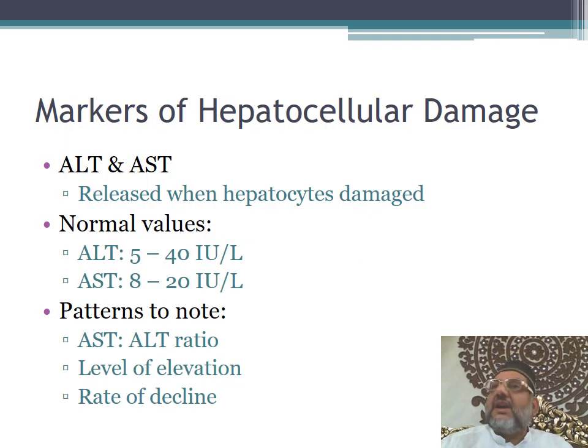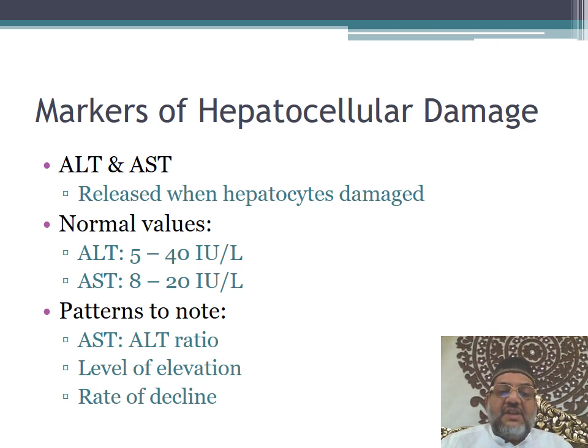Hepatocellular damage. What are the markers of hepatocellular damage? AST and ALT are released when the hepatocytes are damaged. In most labs, the normal value of ALT is up to 40 and AST is up to 20. You have to know the pattern of the AST to ALT ratio, the level of elevation, and the rate of decline. All these investigations, all these patterns, tell us about the disease process which is happening in our patient.